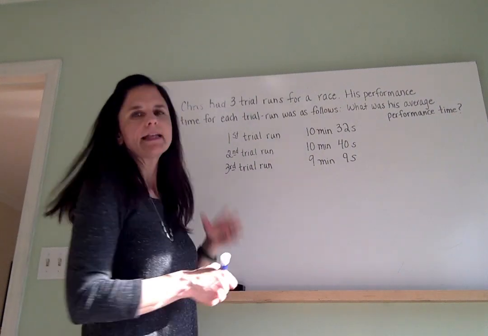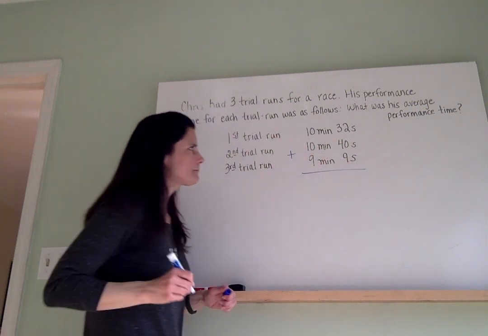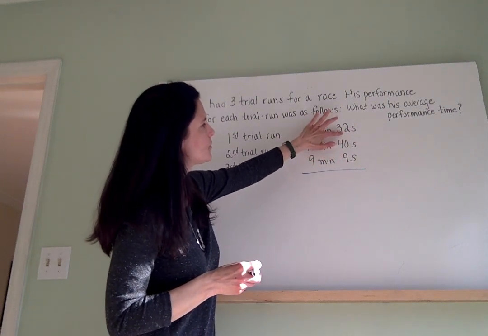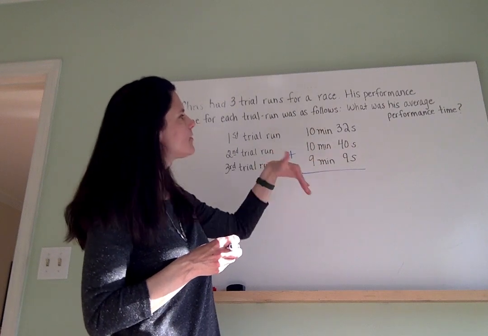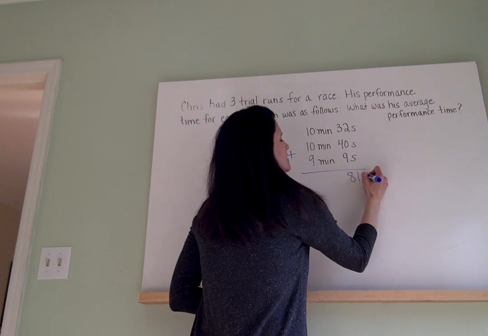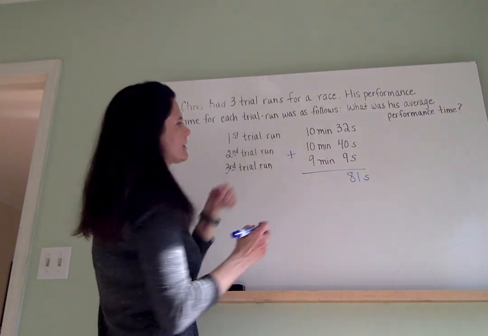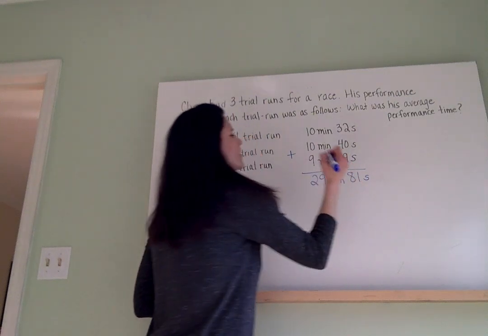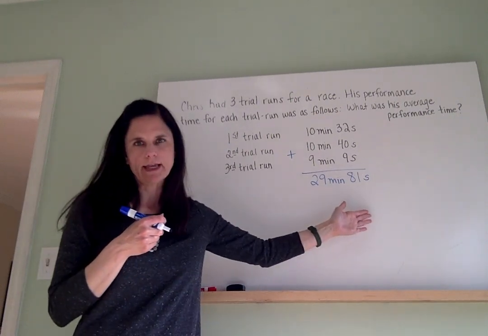So let's go ahead and add up the minutes and the seconds. I'll start with the seconds, and I have 32 plus 40 plus 9. When I add all of that up together, that gives me 81 seconds. Then when I add the minutes up here, you can see that's 29 minutes. So his total amount of time to run these 3 trials is 29 minutes, 81 seconds.